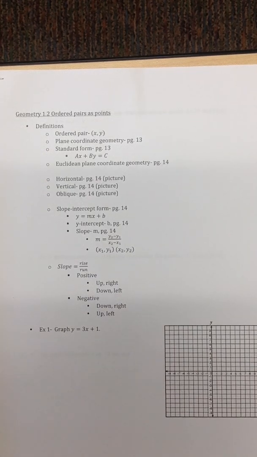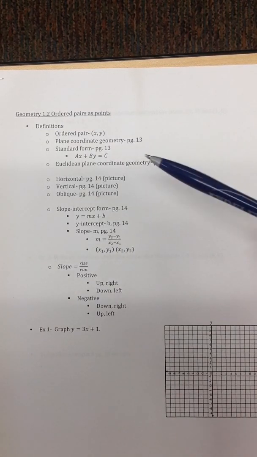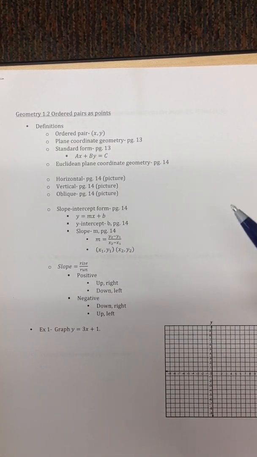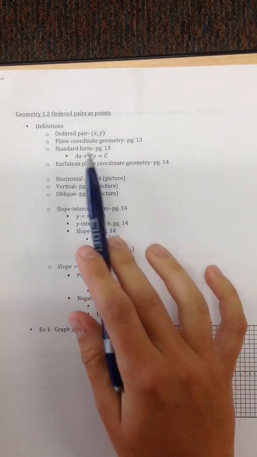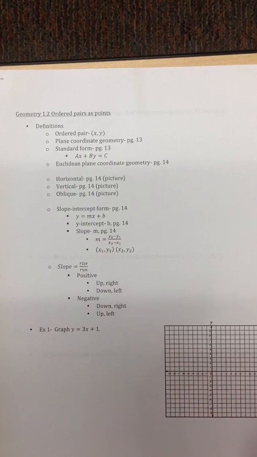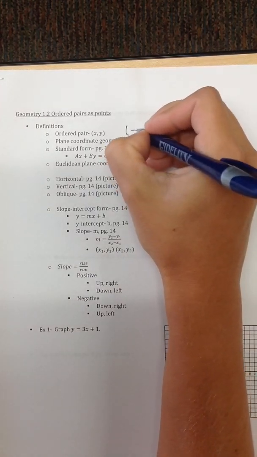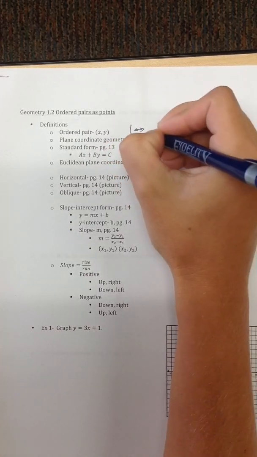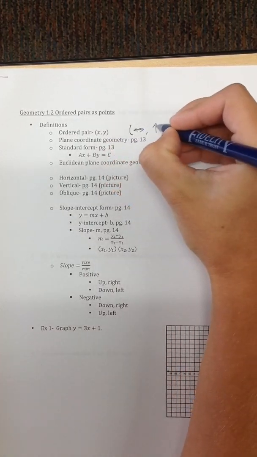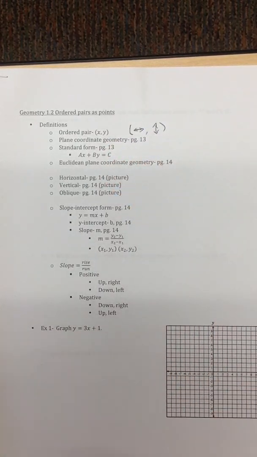Okay, so section 1.2, ordered pairs as points. The first couple things I'm going to have you write down are some definitions. Ordered pairs, not really a definition, but what you need to know about that is you're always going to have an x and a y. Your x is going to be horizontal, so your x direction when you graph is always going to be right and left, and then your y is always going to be vertical, so it's what you do up and down.